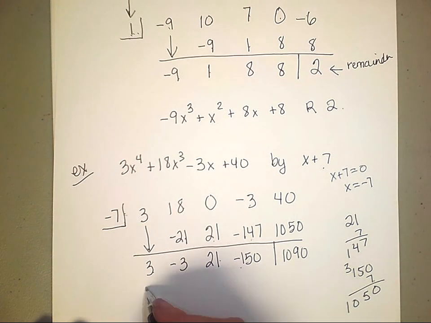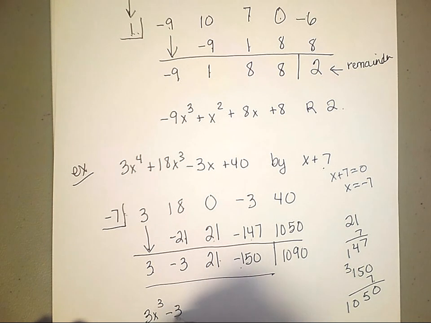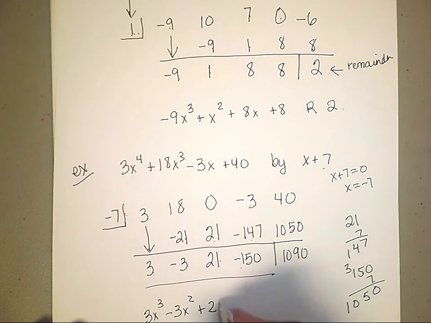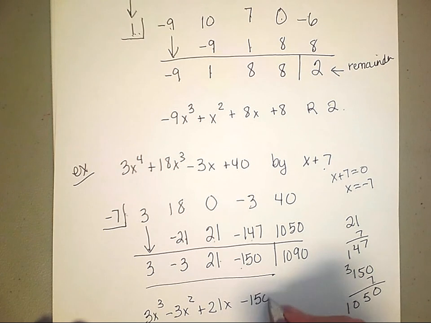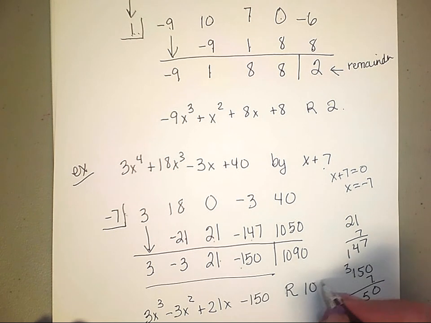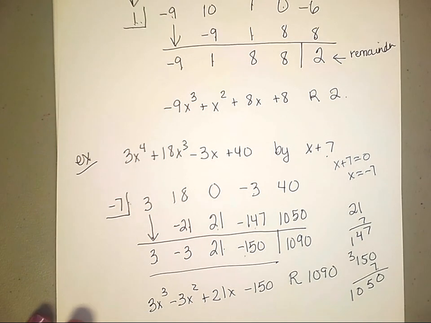And so what does this represent? This represents 3x cubed minus 3x squared plus 21x minus 150, and we have a remainder of 1090.